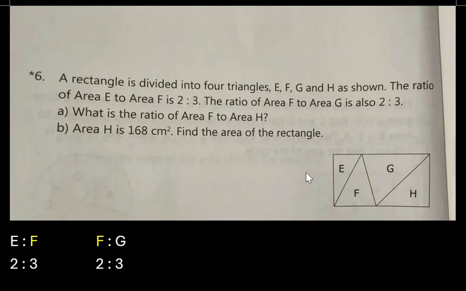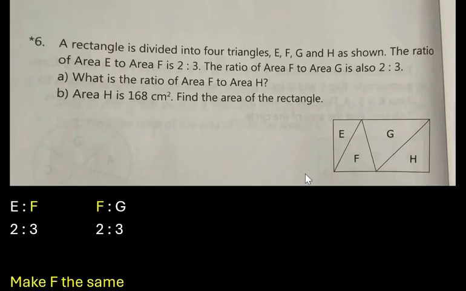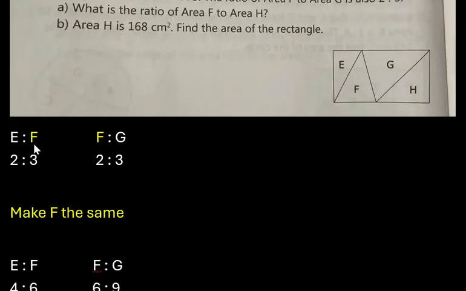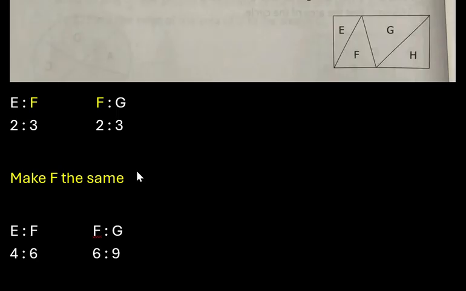And this is how you're supposed to do it. If you look at the information given, you have the ratio of E to F and the ratio of F to G. Something is common, which is F. So we have the ratio of E to F is 2 is to 3 and the ratio of F to G is 2 is to 3 as well. For such a question, if F is the common item between the two ratios, all you need is to make F the same.